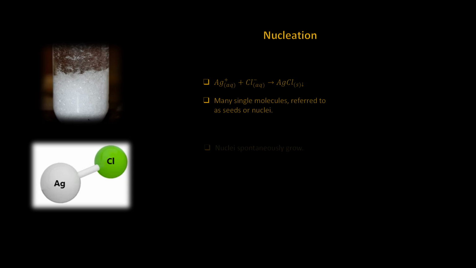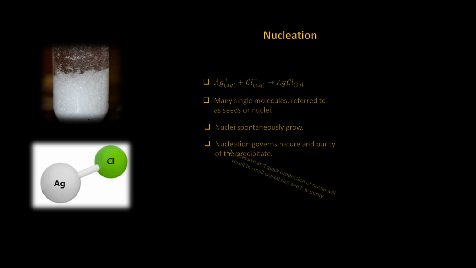Now there will be many nuclei floating around. By a process of collision and ionic attraction, these nuclei will spontaneously start to grow. This growth is governed by the nature and purity of the precipitate. If the formation of the nuclei is too quick, an excess number of nuclei will be produced in a very short time, resulting in small crystal size and low purity.